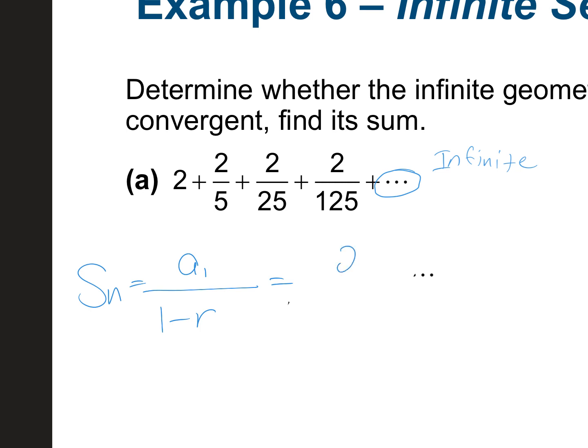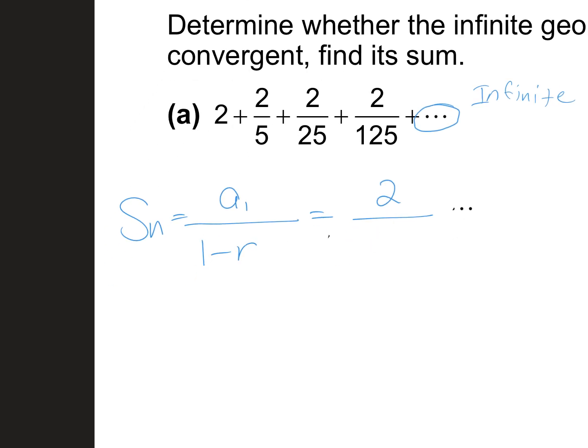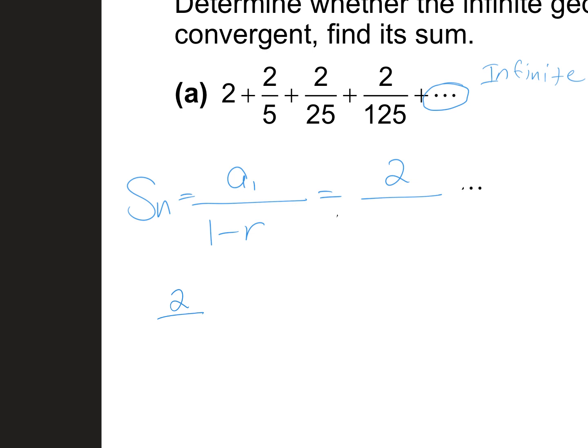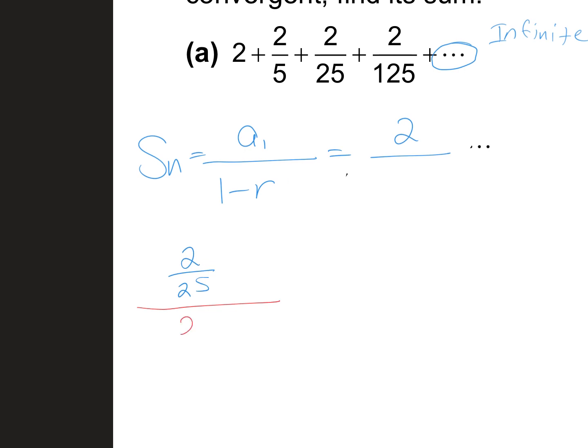It is 2. How do you know that? Look at it. Now, how would we figure out the common ratio? Take one of the terms. I'm going to take 2 over 25. And do what? Divide it by the one in front of it. So 2 over 5. Guys, we're dividing fractions. How do you divide fractions? You keep, change, flip.